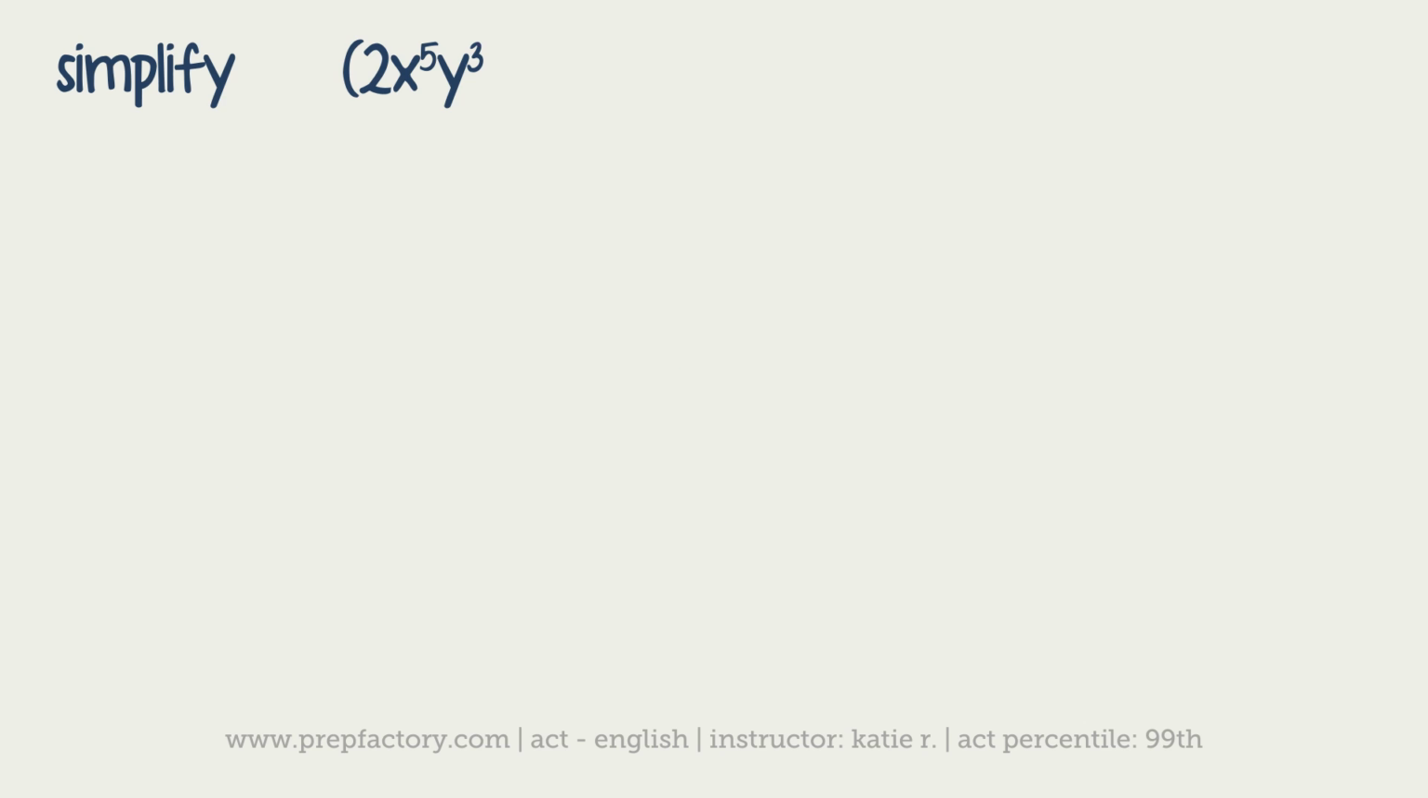Okay, so something like this, simplify the quantity 2x to the fifth, y to the third, all of that is squared. Then all you have to do is distribute this 2. So you'd have 2 squared, then x to the 5 times 2, so x to the 10, and then y to the 3 times 2, or 6. So then you would just have 4, x to the 10th power, y to the 6th power would be your answer.